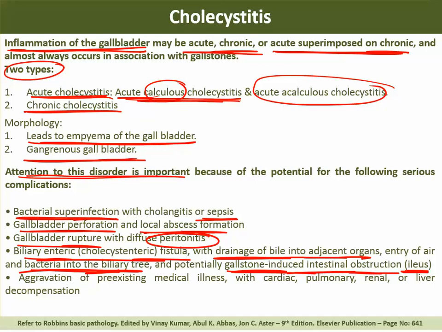That is called gallstone ileus, gallstone induced intestinal obstruction. And if there is any pre-existing medical illness, that will aggravate. For example, if the person has cardiac disease, that will be aggravated. We don't know why it is happening, but if the person has cardiac illness and develops inflammation of the gallbladder, the cardiac illness will become severe. Likewise, if they have lung disease, the lung disease will become severe. These are things we identified based on clinical studies.